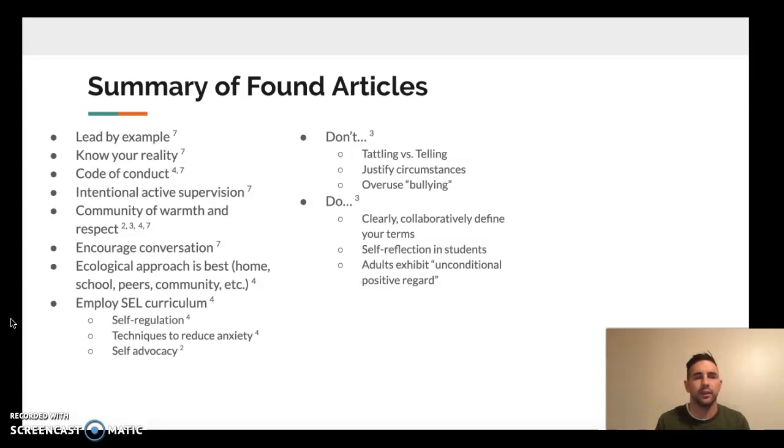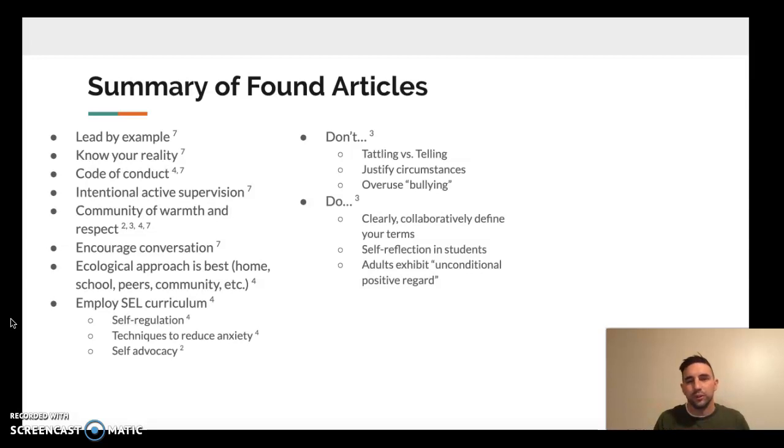It certainly doesn't create a community of warmth and respect, which actually, I'm going to jump down to the very last bullet, this idea that if adults are exhibiting an unconditional positive regard for students, "they had it coming" should never come out of their mouth. And I think that's a really important thing.